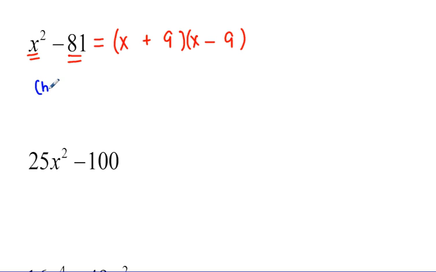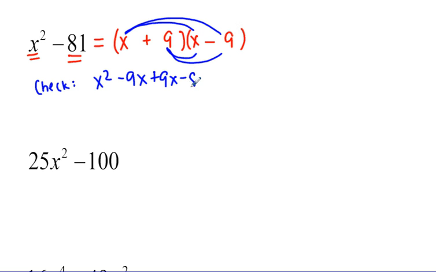Let's check our work. By FOILing, I'll get x squared minus 9x plus 9x minus 81. And if I simplify, my middle terms will cancel out. X squared minus 81 was the original problem that I began with. So I know that x plus 9 times x minus 9 is my solution.